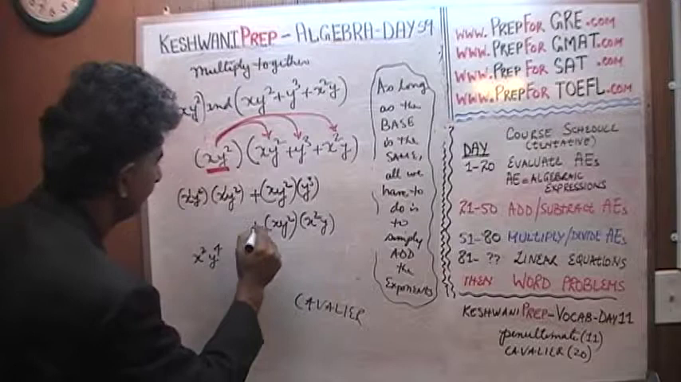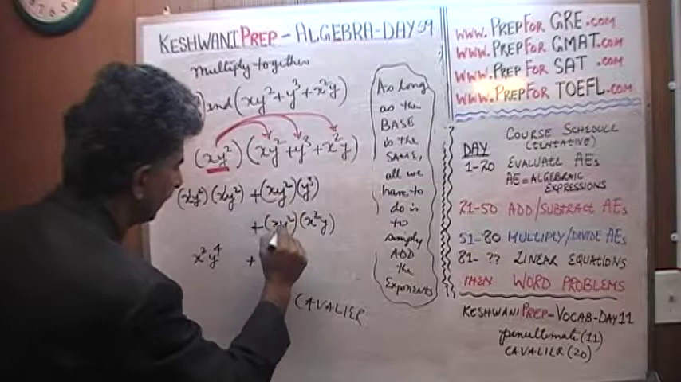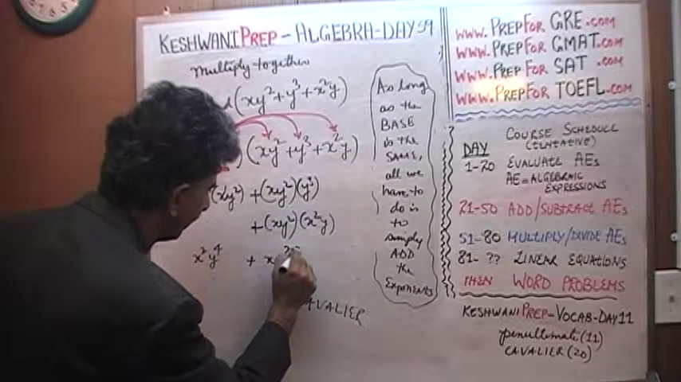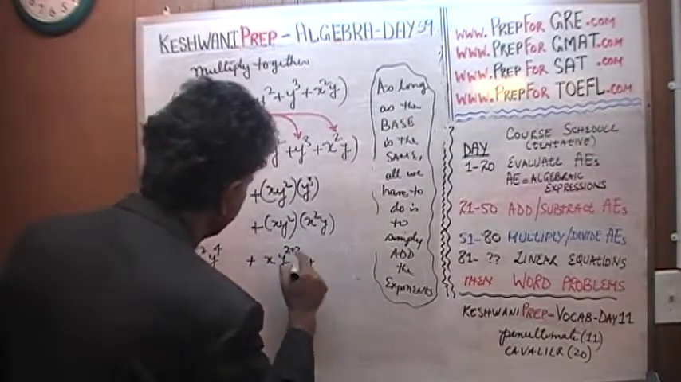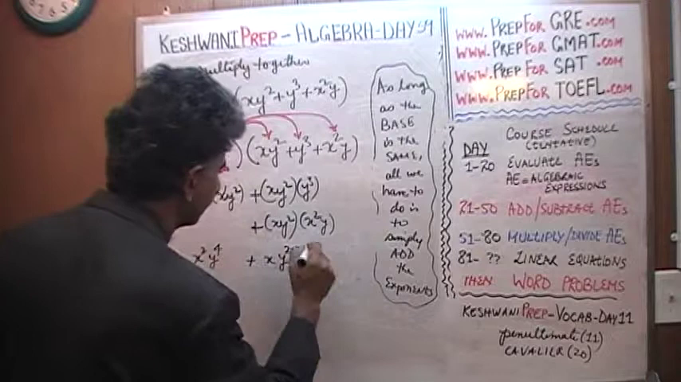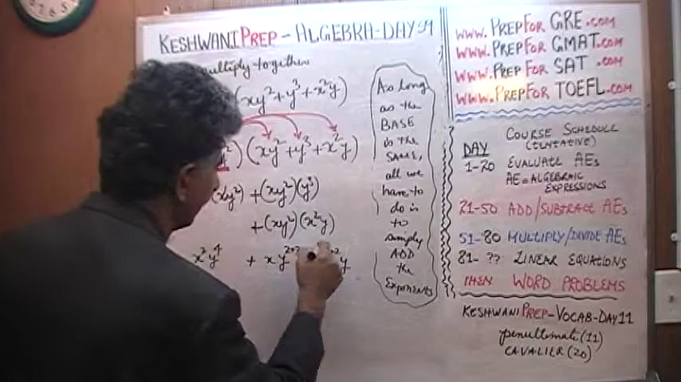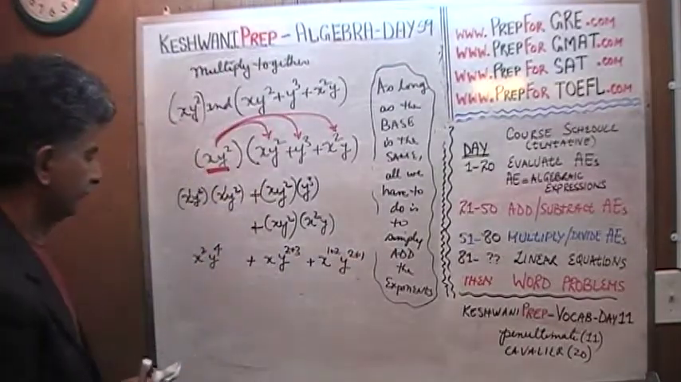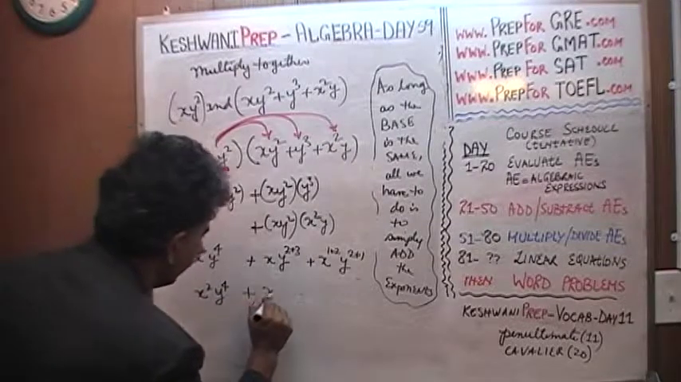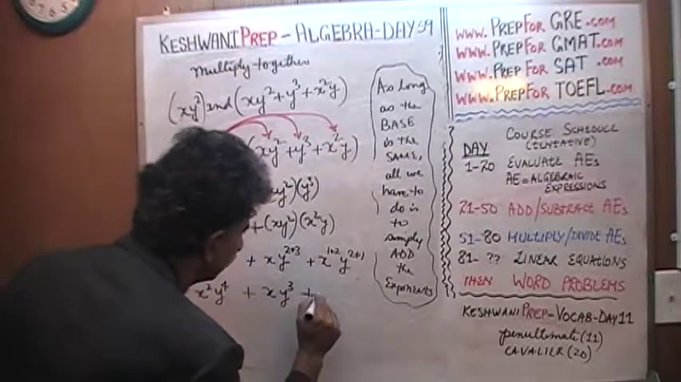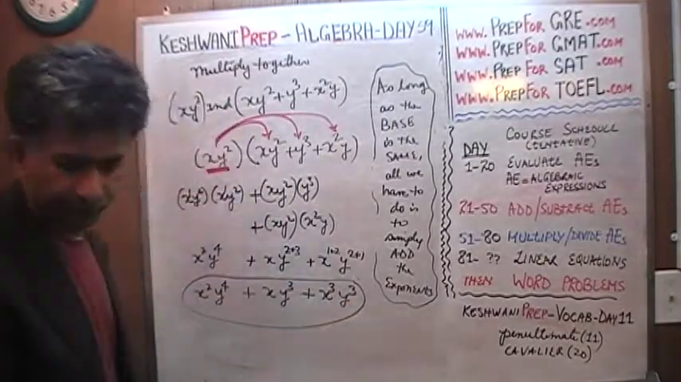Let's move on to the second term, which is this guy here. There is no x here, so we just have an x, y squared times y cubed. And then finally, the third term, which is right here, which will be x times x squared, and y squared times y squared times y. So it boils down to x squared y to the fourth plus x times y to the third plus x cubed y cubed. Voila. That's our answer.